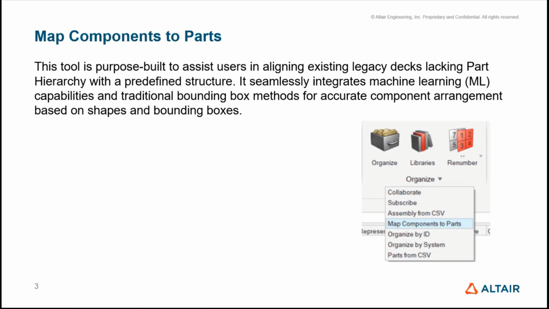This is a new functionality, a purpose-built tool, and it allows you to align the existing legacy decks, which have components only and no parts, to a part hierarchy with a predefined structure. It currently uses the shape AI algorithm, the machine learning algorithm we have, and also the traditional bounding box method to accurately predict which component belongs to which part, and then arranges that component into that particular part. You can see this functionality under the organize menu as map components to parts.